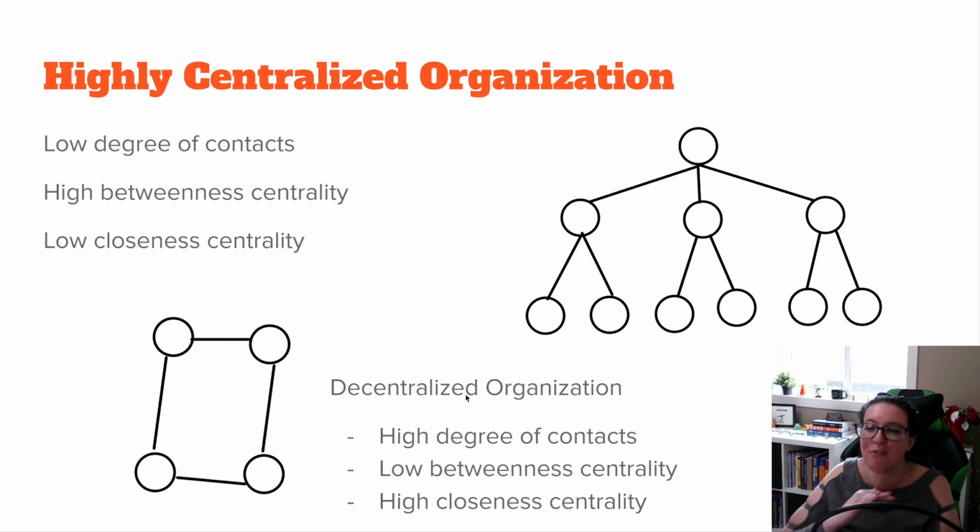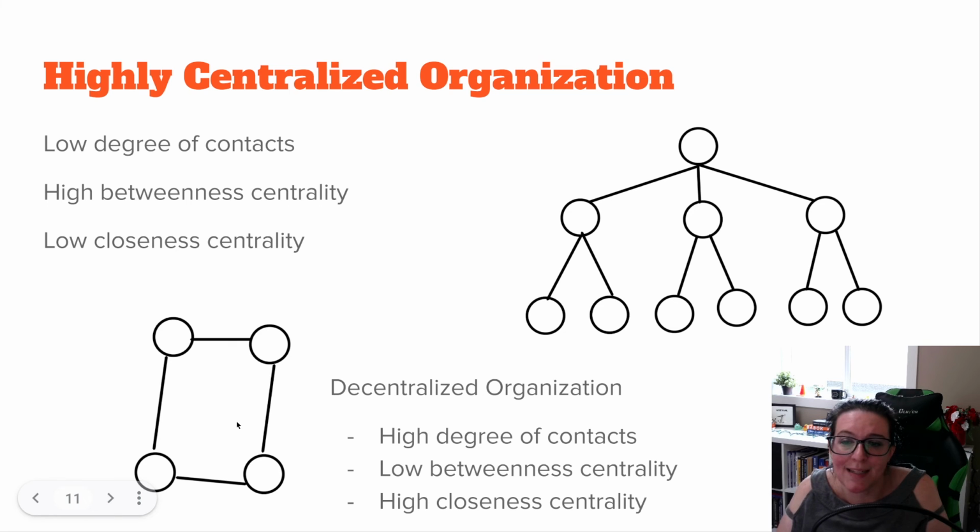Compare that to a more flat organizational structure. Let's say there are 4 people, they're all equals, they can all talk to each other, in which case there's a high degree of contacts because they can all, I should have put a line here, they can all talk to each other, so everybody has contact with everybody else. There's low betweenness because you don't have to go through someone else to get to them, and there's high closeness. They can get directly to anyone they want to talk to. So we can look at and evaluate the network model to see how centralized our organization is or how flat the organization is. And we'll take a look at that in another video.